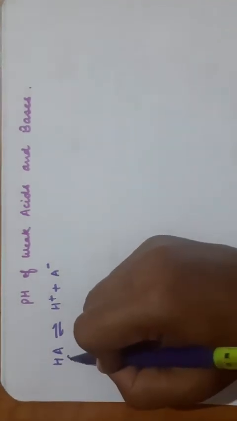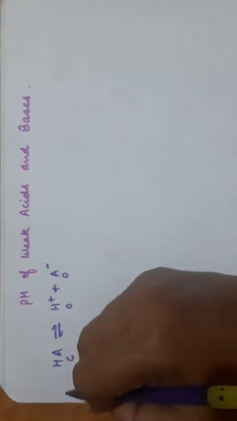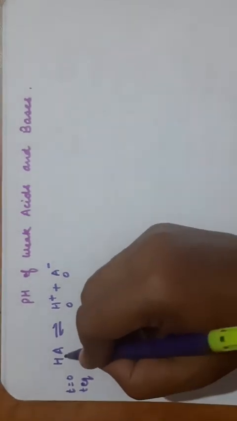Now if we start with C moles per liter of HA, then initially there will be 0 at T equal to 0. When equilibrium is attained, at T equilibrium, suppose alpha moles have dissociated out of 1 mole.